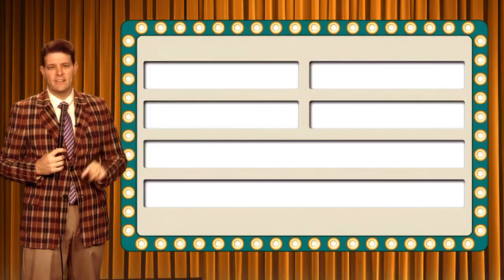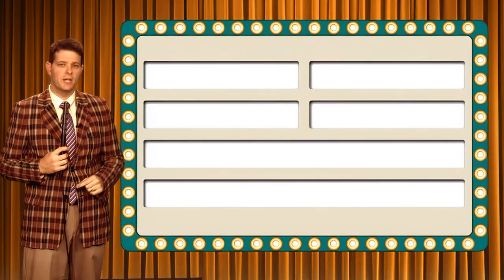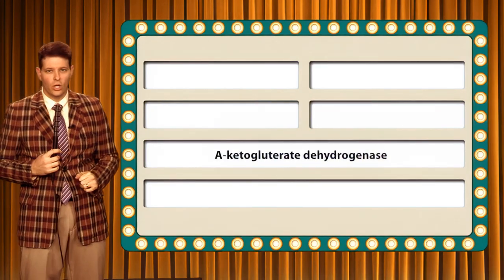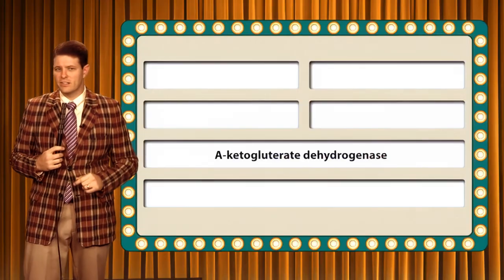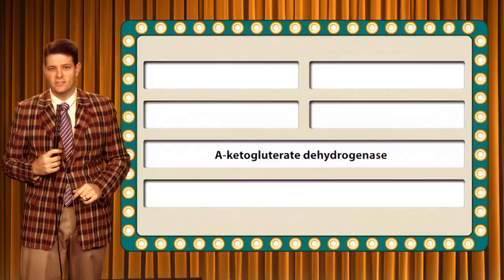from a B vitamin. And our final question, which TCA cycle enzyme also requires the same cofactors as pyruvate dehydrogenase? Alpha-ketoglutarate dehydrogenase. Great job! We'll be back to spin the big prize wheel right after this word from our sponsor.